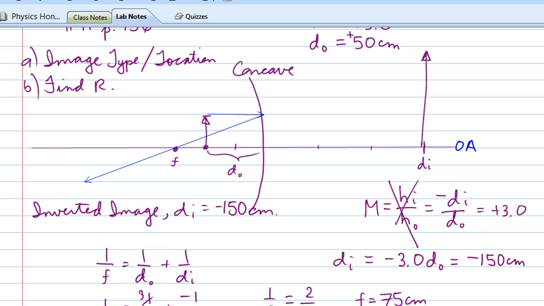Okay? And like we've done in the past, when we know that we have a virtual image, then we have to extend the reflected ray backwards. And so I do that in this case, and look how perfectly that lines up.